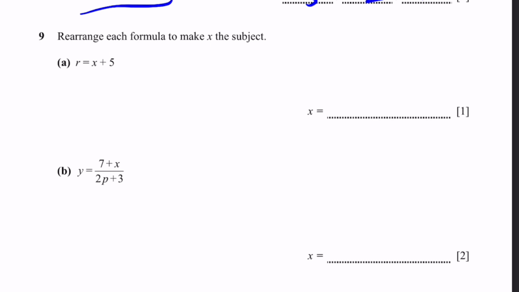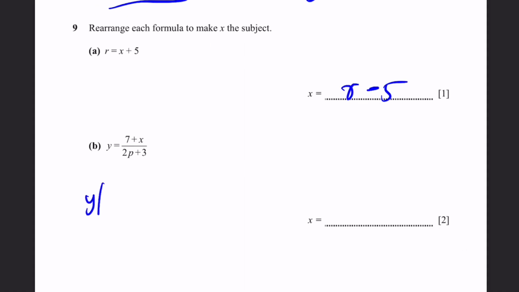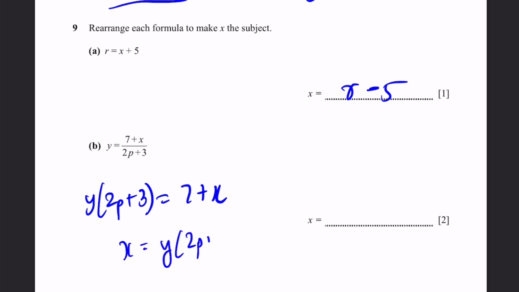Rearrange each formula to make x the subject. A, r equals x plus 5. So moving 5 to the other side, x equals r minus 5. Now b, y equals 7 plus x over 2p plus 3. We can bring 2p plus 3 to the other side, so it's multiplication. y times (2p plus 3) equals 7 plus x. x is equal to y times (2p plus 3) minus 7. That's the answer.